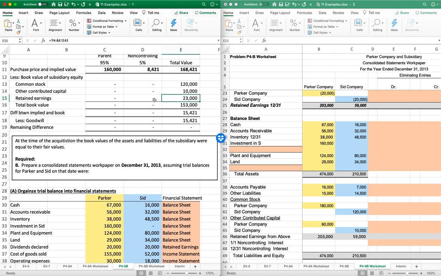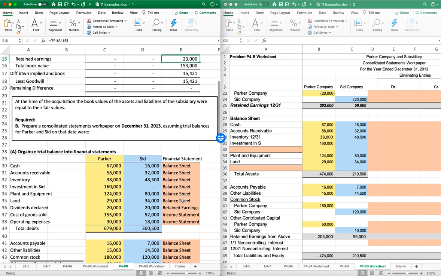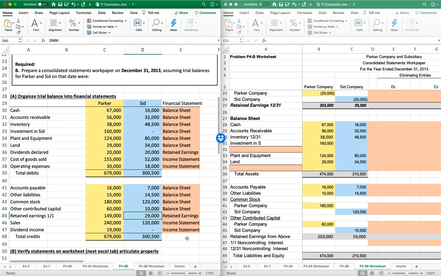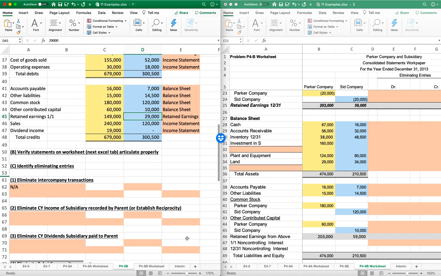We can find that in our computation and allocation of differences schedule. At the beginning of this year, the subsidiary's retained earnings was $29,000. So we know that their retained earnings has increased since the date of acquisition. If the subsidiary's retained earnings is increasing, that means we would have increased the amount of retained earnings that we recorded on our parent's books as a reflection of that income.